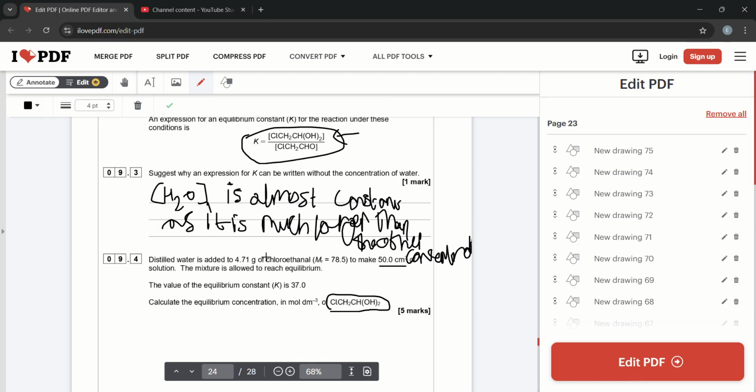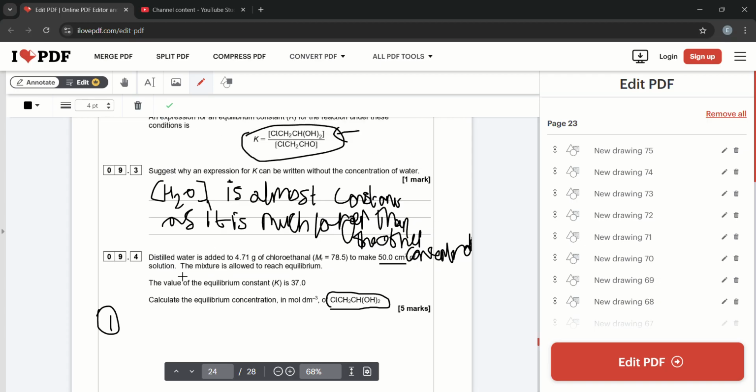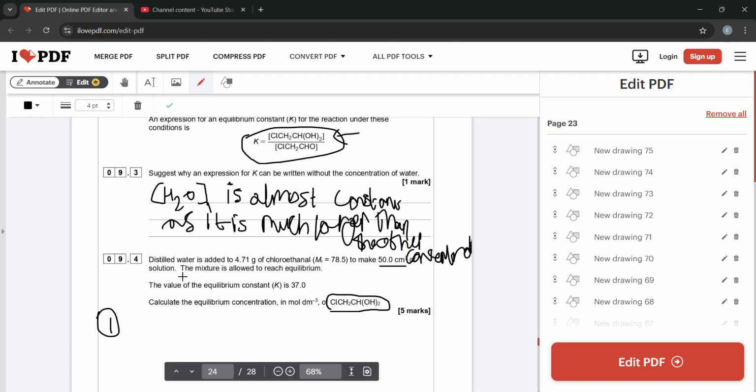Okay, so let's firstly find out the moles of it. 4.71 divided by 78.5, which will give me 0.06.